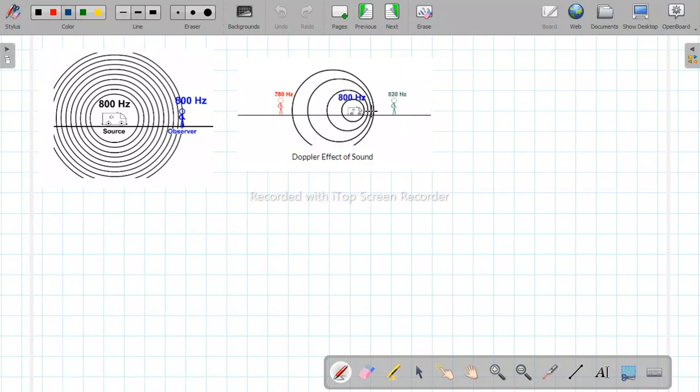In sound के case में we relate the frequency with the pitch, right? So pitch of the sound will increase. In other words, apparent shift आएगा frequency में and this observer will perceive the frequency greater than the original frequency.